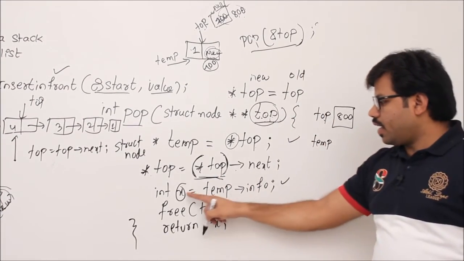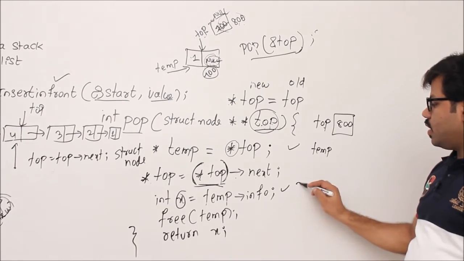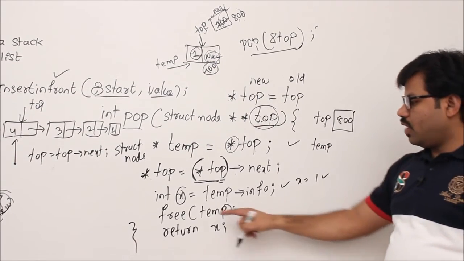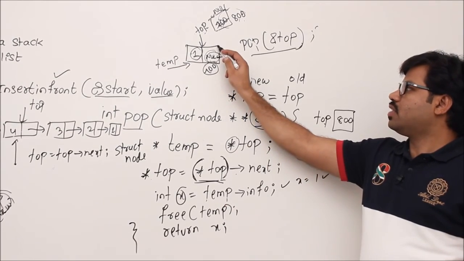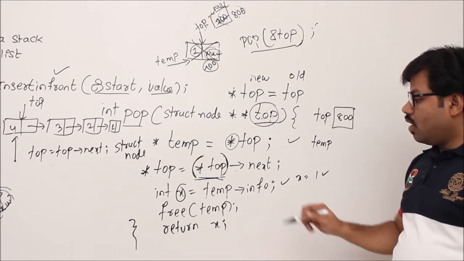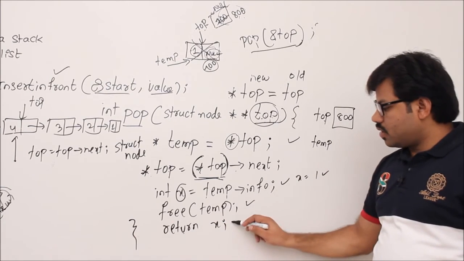Next, int x equal to temp cap info. So x equal to temp cap info. What is temp cap info? 1. X will be 1. Then free temp. So we are freeing this temp. Temp is now pointing to this box. Then this will be freed. After that, you return x.